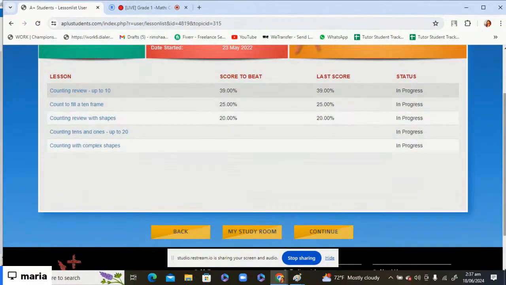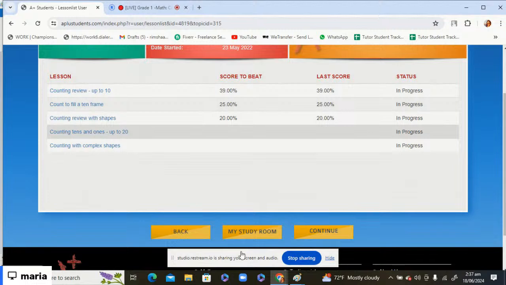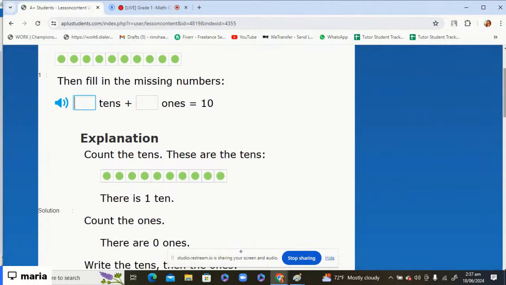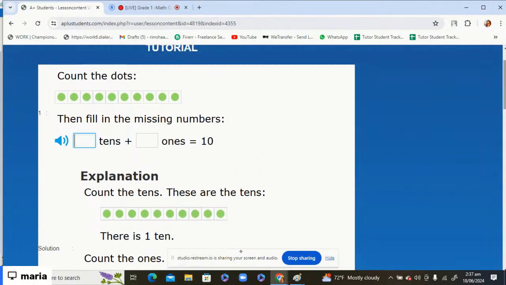So we have done the first one, that is counting review. We have done the second one, count to fill our tenth frame. We have done the third one, counting review with shapes. Now counting tens and ones up to 20. This is the fourth lesson. So look at here. How many tens and how many ones are there?